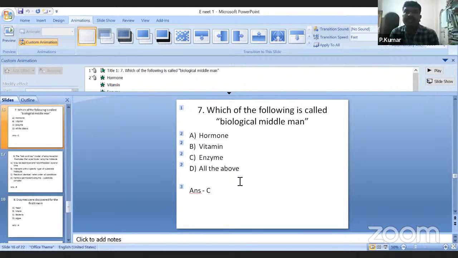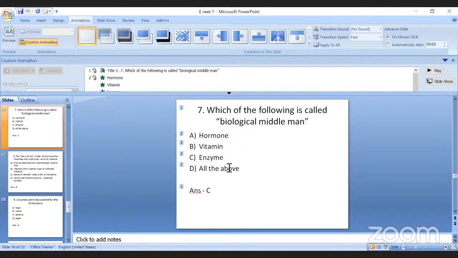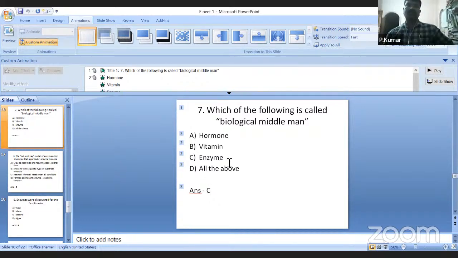Which of the following is called a biological middleman? Important. The options are hormone, vitamin, and enzyme. Okay, all the above? Here it is enzymes.